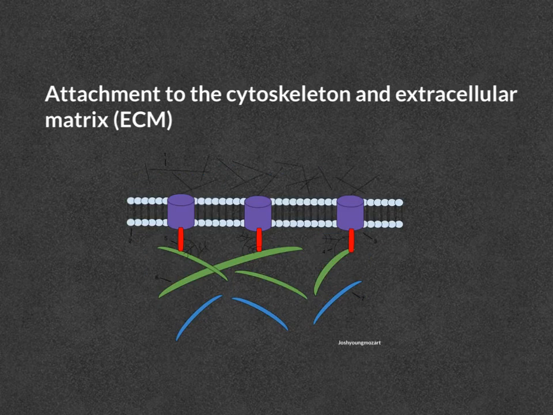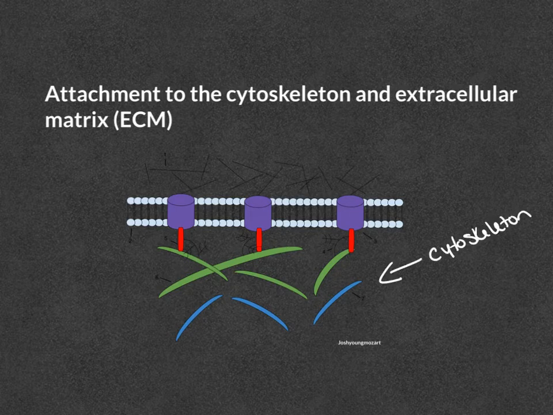Some membrane proteins can be attached to the cytoskeleton of the cell. Remember, we talked about the cytoskeleton in the last chapter, where there are many microfilaments that make up this cell skeleton. By these proteins attaching from the cell membrane to the cytoskeleton within the cell, this allows the cell to maintain its shape. It can also help to stabilize the location of certain membrane proteins.